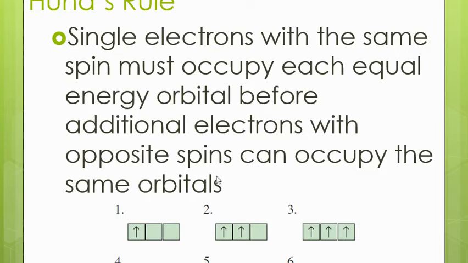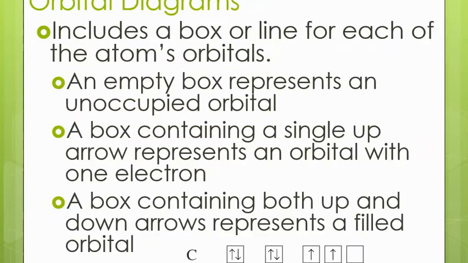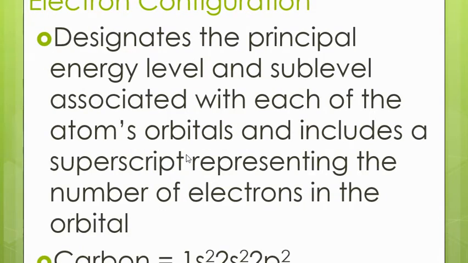Then Hund's rule says that we have to fill each suborbital first before we can double up. It's kind of like a car. If you had a 3-seat car, you would put one person in each seat before you would have somebody sit on somebody's lap. Then orbital diagrams, we'll get back to those in our next video.